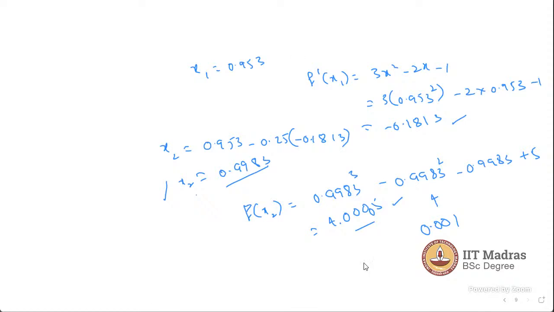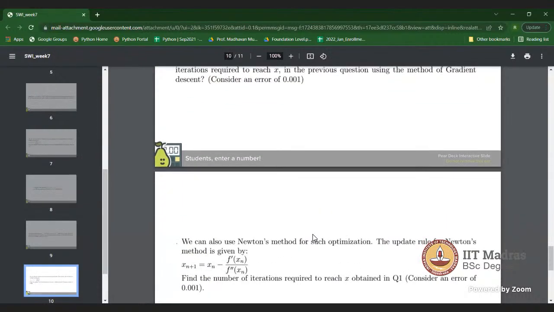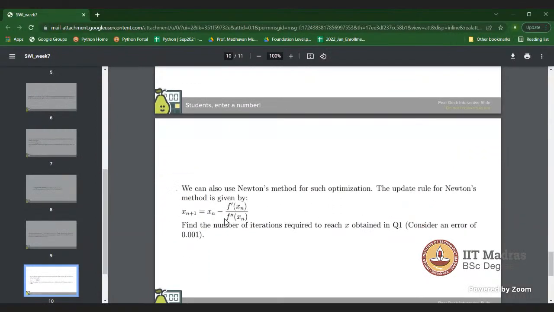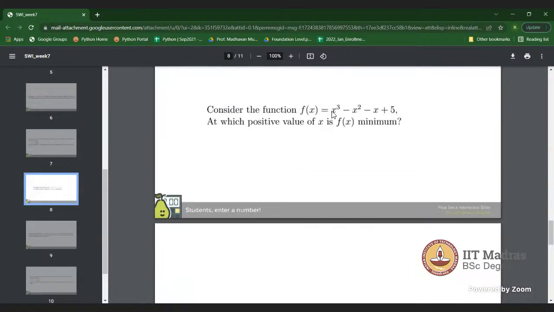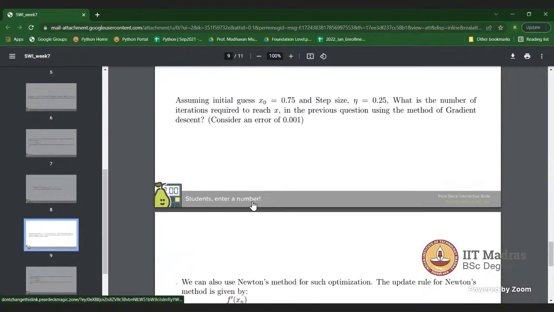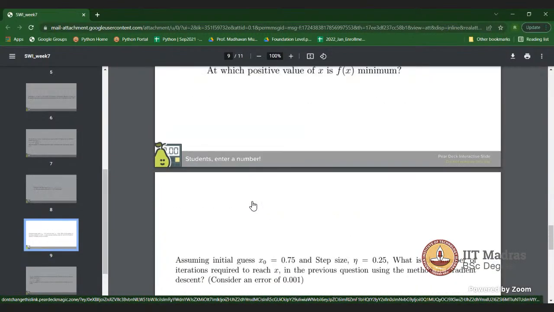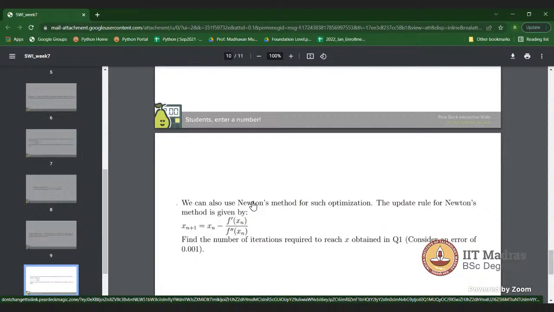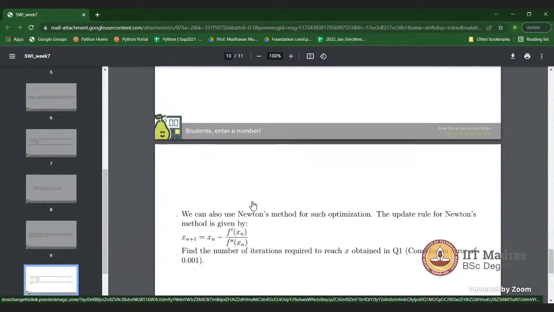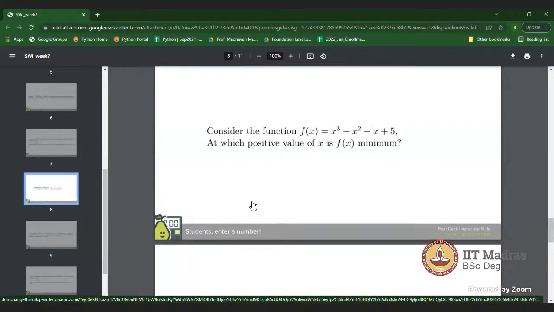So the final problem for us, that is the same problem we'll be solving using Newton's method. x(n+1) equals x(n) minus f dash of x(n) by f double dash of x(n), right? So for the same problem of x cube minus x square minus x plus 5, you assume x naught as 0.75, and then you see how many iterations we need to arrive at the value of x. Consider same error 0.00.